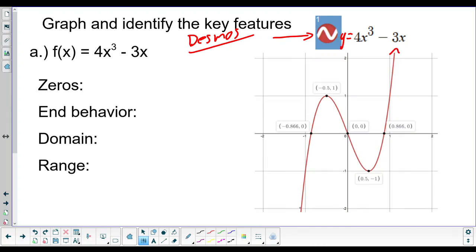So that'll give you most of the information that you need. So zeros. All right, here's a 0 right there at negative 0.8, 0.666, 0. And you're going to say, Mr. Barton, you forgot the 0 in front of the decimal. It really doesn't matter.